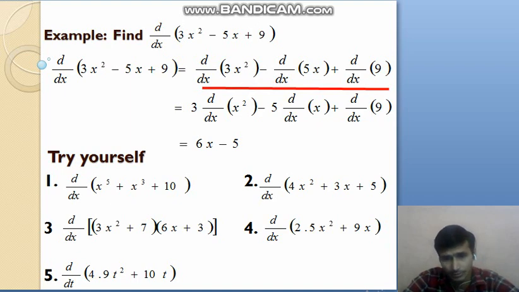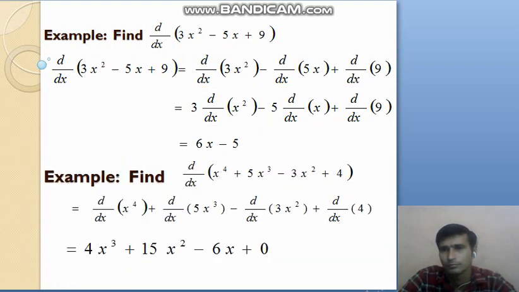Now the differentiation of 3x square is 3 constant, the differentiation of x square is 2x, so you get the answer 6x. Second term, differentiation of 5x, 5 constant, and the differentiation of x is 1, so you get the answer 5. And the differentiation of 9 is 0, so no need to write it, right?